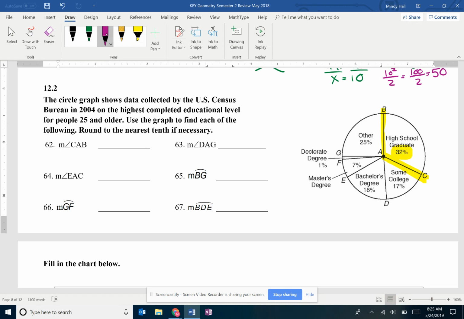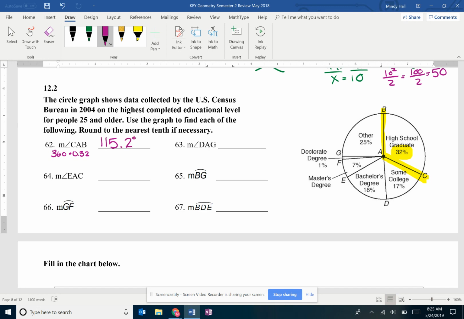So that would be 360 degrees in a circle times 0.32, because that is the percent as a decimal. So 360 times 0.32 gives us 115.2 degrees.